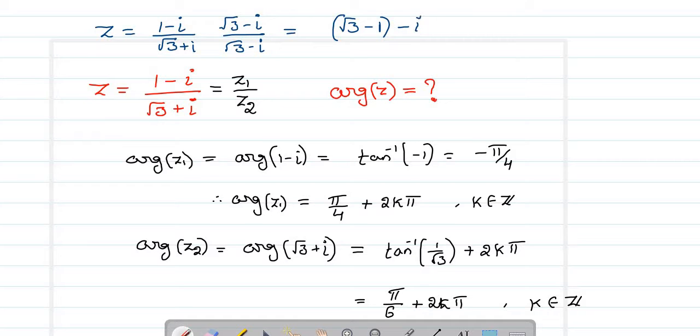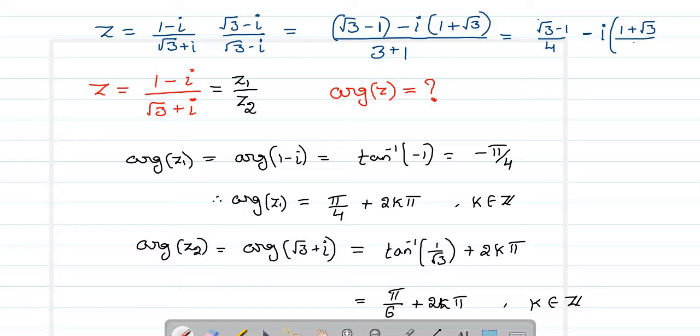I get minus 1, minus into minus is plus, one more minus, so minus 1. When you take i out, you'll get 1, whereas here you'll get plus root 3. In the denominator I have root 3 square, that is 3, minus i square, which will give me plus 1. So this is what I have: (root 3 minus 1) by 4, right? This minus i times (1 plus root 3) by 4.